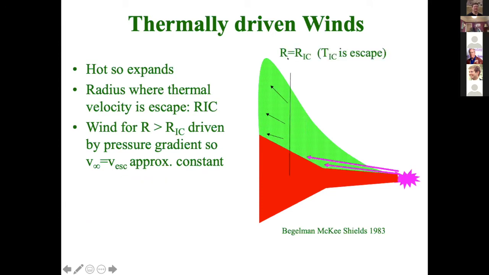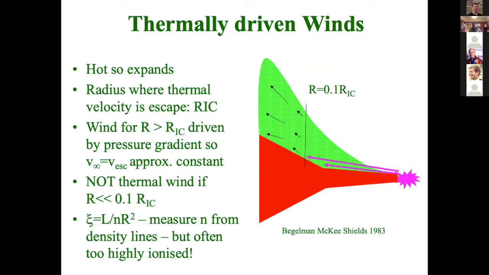That heats up the gas, and so it expands. And that temperature means the gas particle velocities are going to be bigger than the escape velocity if you go out far enough away from the source. And so you power a wind. But because it's driven by heating and the radiation temperature is constant, this wind has a more or less constant velocity.